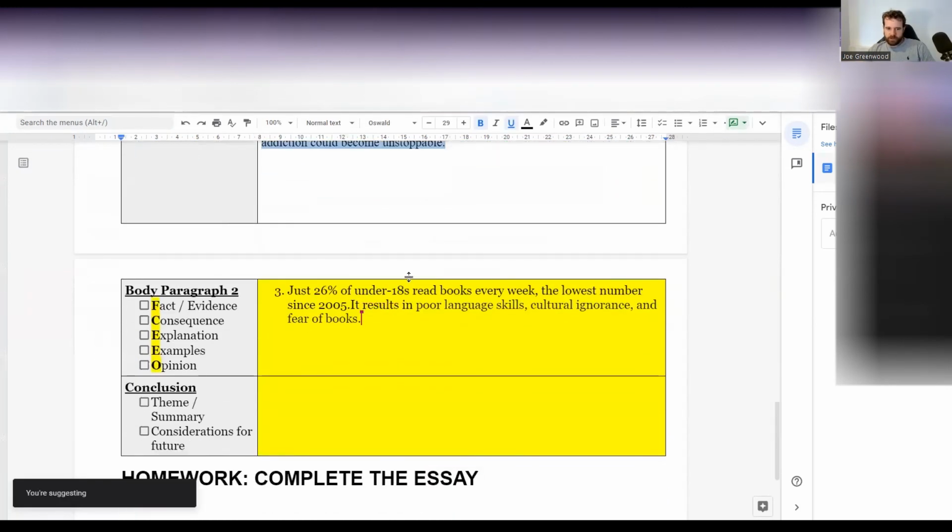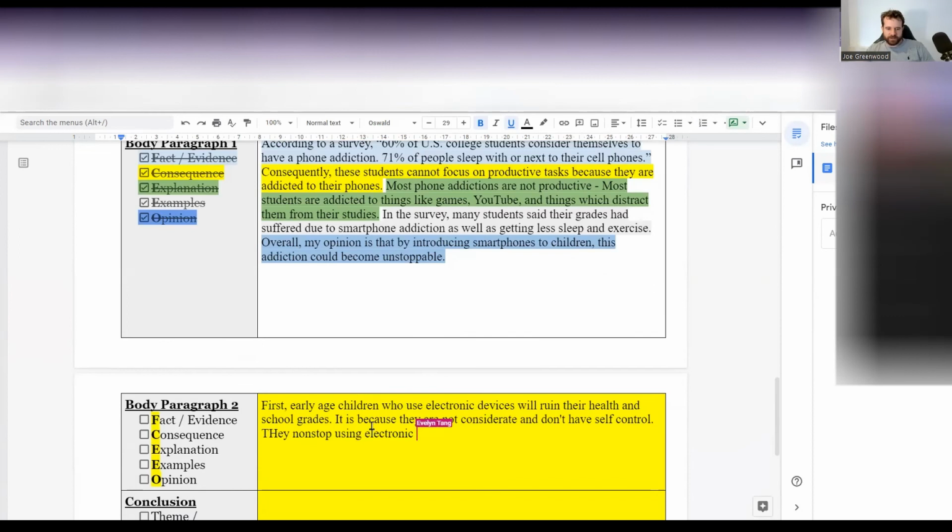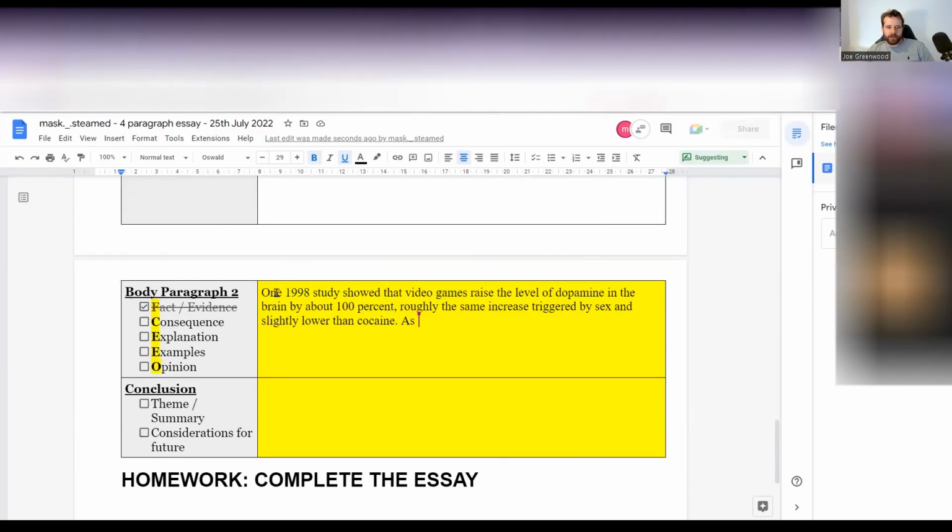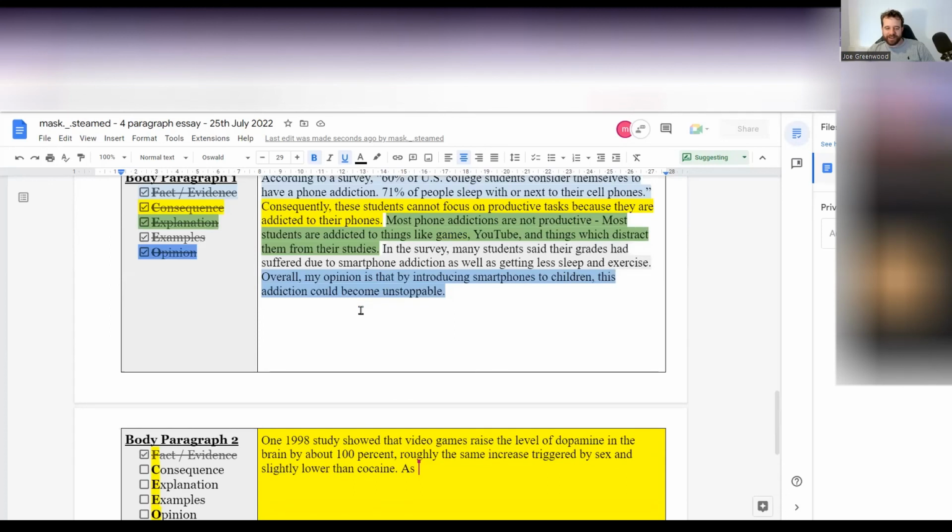Okay. Very good. This is a very good consequence. It results in poor language skills, cultural ignorance, and fear of books. Wow, that's a really good sentence. Excellent sentence. Early age children who use electronic devices will ruin their health and school grades. Okay. One 1998 study showed that video games raise the level of dopamine in the brain by about 100%. Wow. Okay. Slightly lower than cocaine. Why do you like cocaine so much, Carson? Why are you always talking about cocaine?